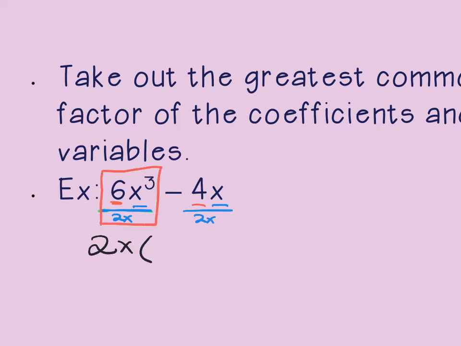So when I divide this one, 6 divided by 2 is 3. And then remember, when you divide, you subtract exponents when the bases are the same. So this would become x squared. And then when I go to do this one, 4 divided by 2 is 2. And then x to the first minus x to the first, I would get x to the 0, which is 1. So I just write 2, and I'm done.